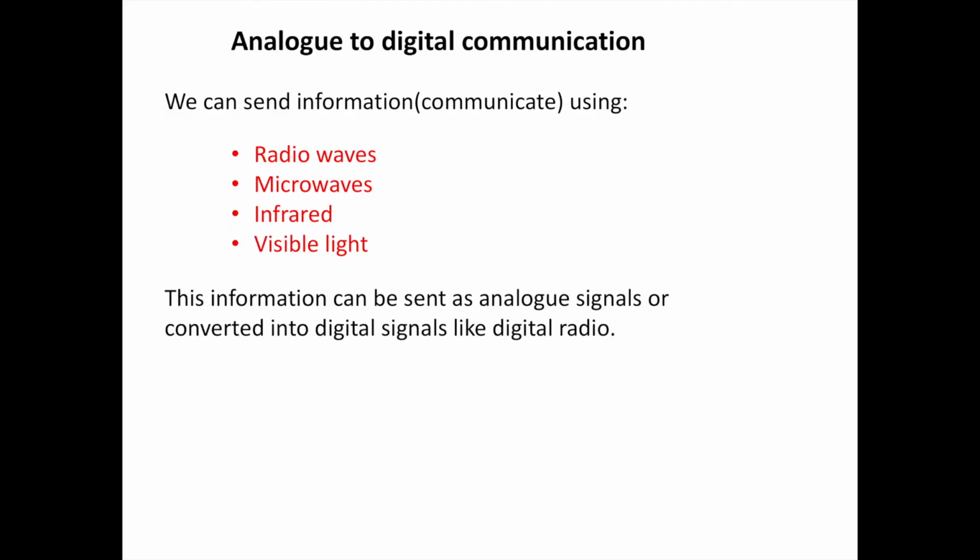Today we're going to look at analog to digital communication. We've already seen we can send information using radio waves for long and shortwave radio. Microwaves can be used for mobile phones because they go through the atmosphere to satellites. We can use infrared for remote controls, and we can use visible light for fibre optic communications. This information can be sent as analog signals or can be converted into digital signals like digital radio.